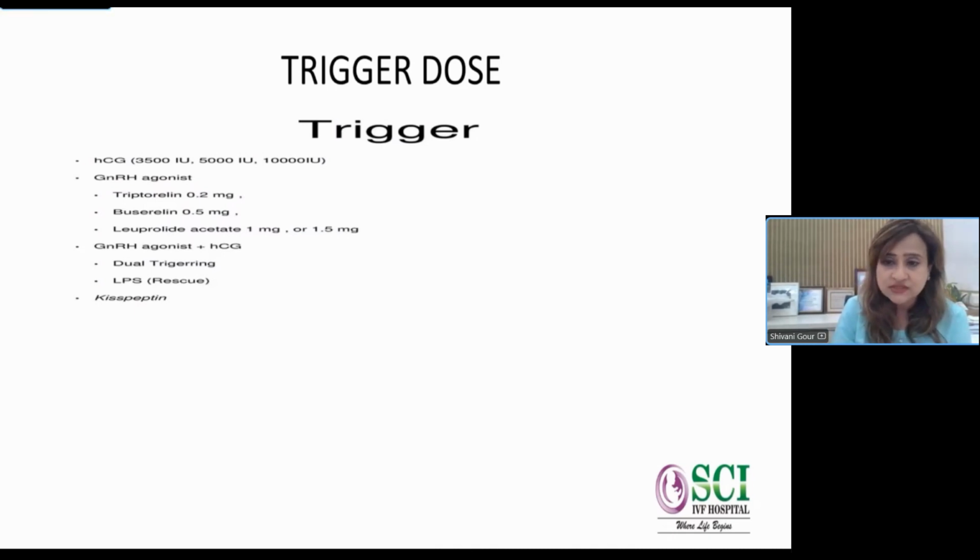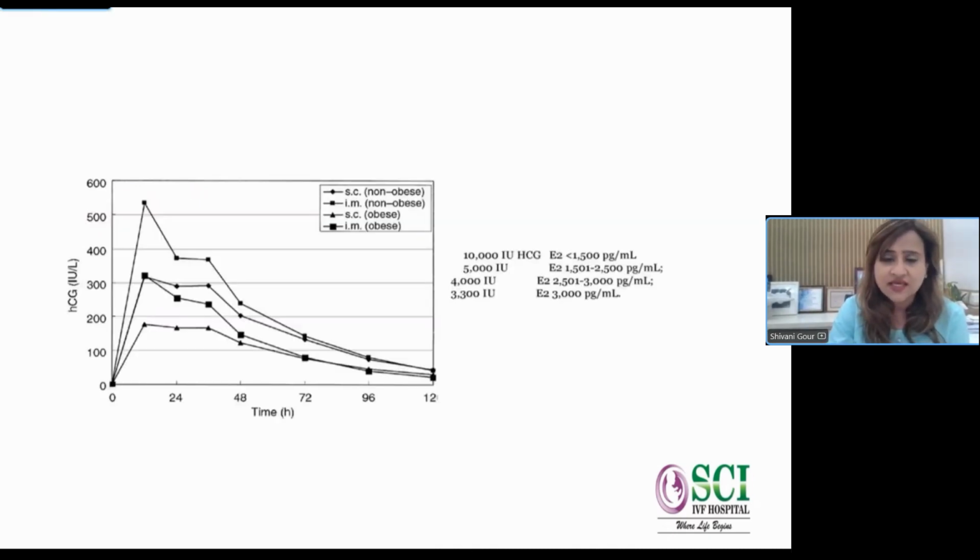Sometimes you can use an agonist along with HCG. You can do a dual trigger. It can be used in luteal phase rescue and of course kisspeptin.